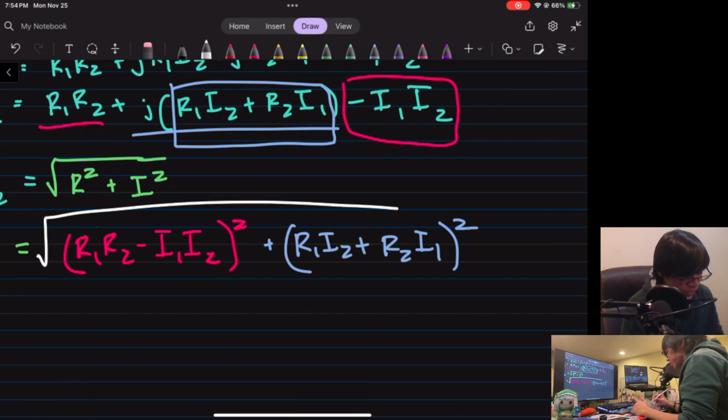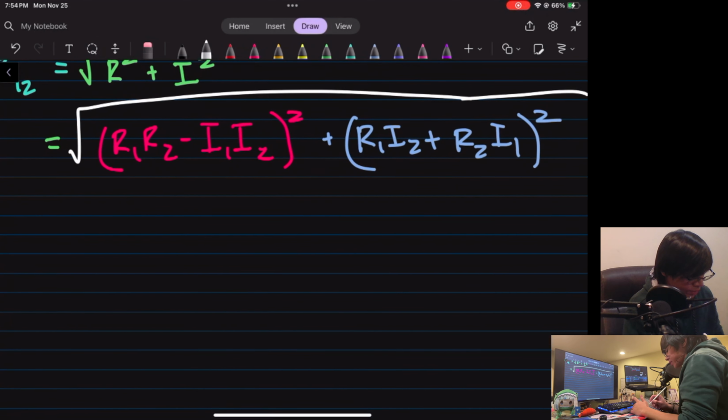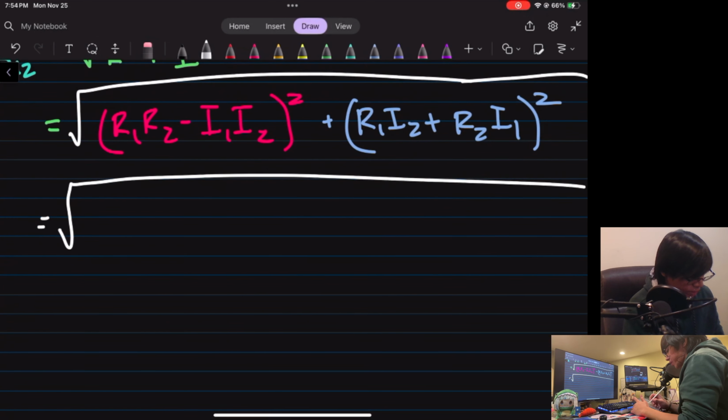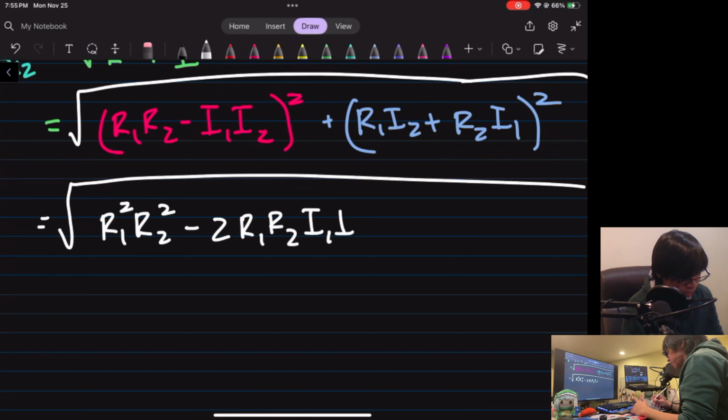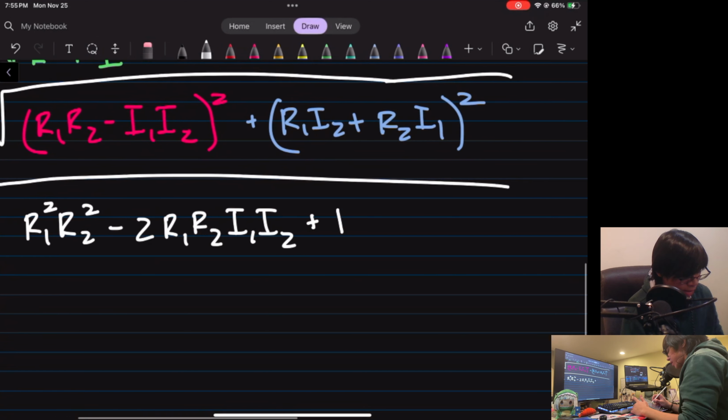And we can do some more variable manipulation here, so see some things canceling out. Let's see here. We have R1 R2, both of those squared, minus 2 of, since you multiply the same thing twice, R1 R2 I1 I2. And then I1 I2 times itself would be plus I1 I2, both of those squared.